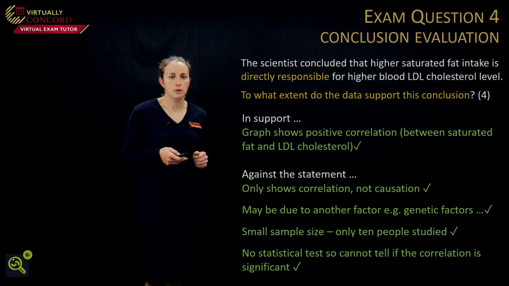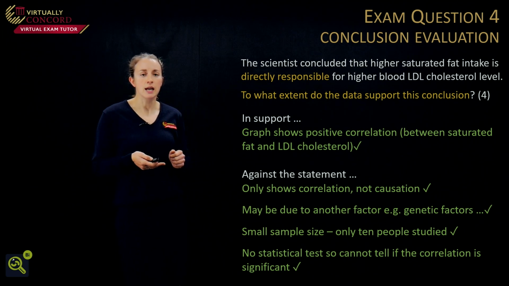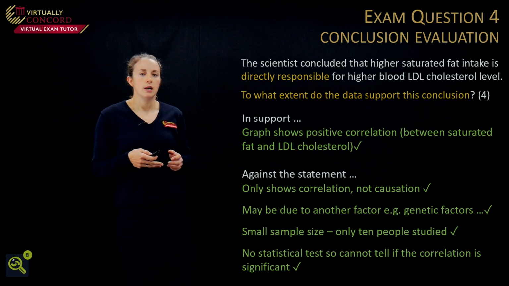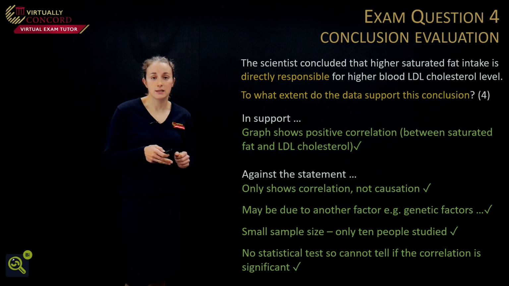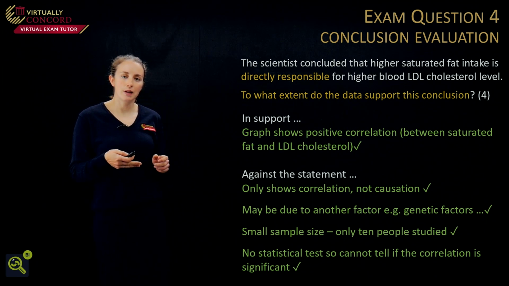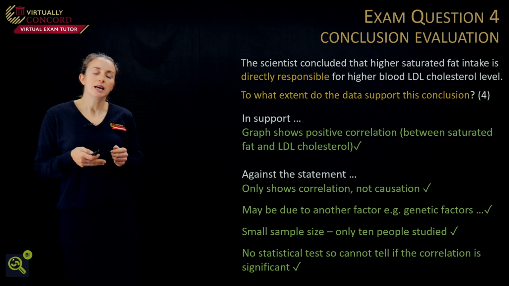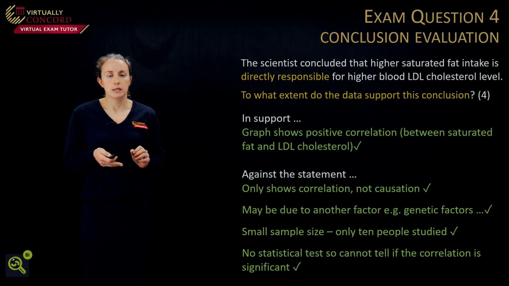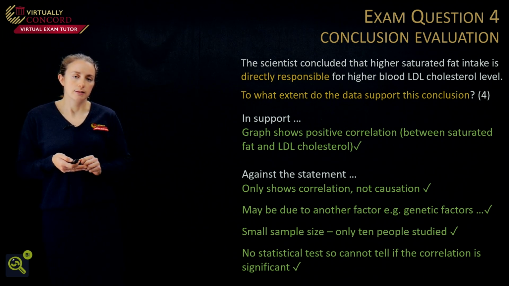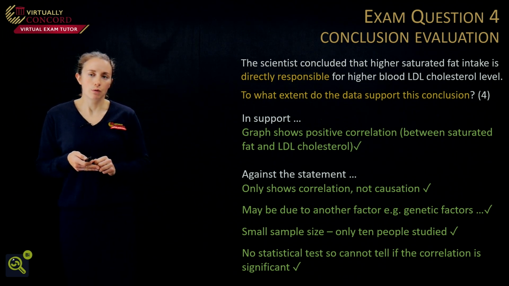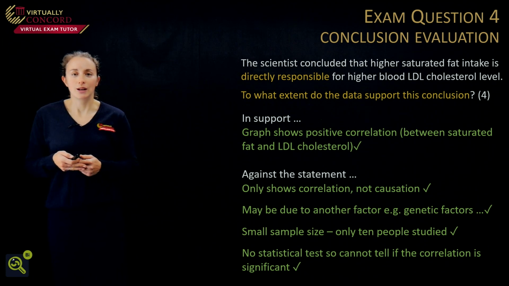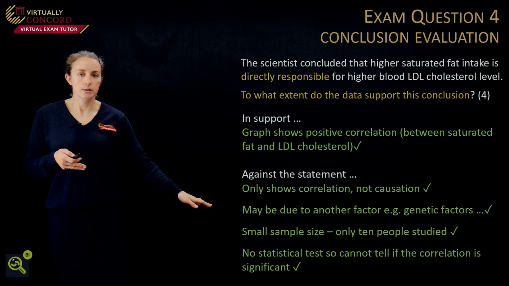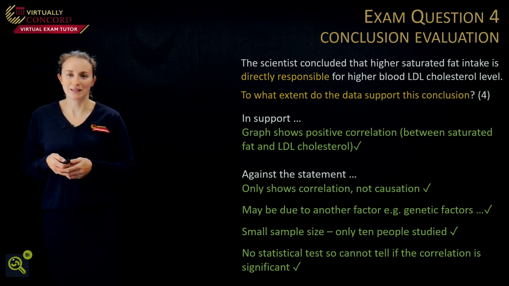We've also got a relatively small sample size here. So we've only got 10 people studied, and that's not really sufficient to give us a representative sample. Additionally, there is no statistical test. So we haven't seen any evidence that the scientist has done a statistical test. Therefore, they cannot tell if that correlation that it appears to be is statistically significant. So just a reminder for this kind of question, it's really important to give answers both in support and against the statement. And do take note of some of those general points because they can be applicable to questions in other parts of the syllabus. So things like correlation, causation, other factors involved, sample size, and has the scientist done a statistical test?